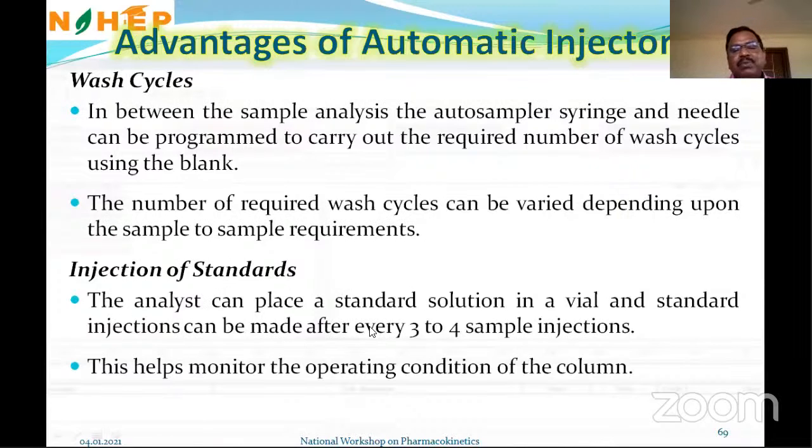And coming to the injection of standards. The analyst can place a standard solution in a vial, and a standard injection can be made after every 3 to 4 samples. After running the 3 to 4 samples, we run a standard to verify whether the column is working normally or not. That is possible with the automated injection. Of course, even with manual injection we can inject, but there may be a negligence possibility there. So this helps in monitoring the operating condition of the column.